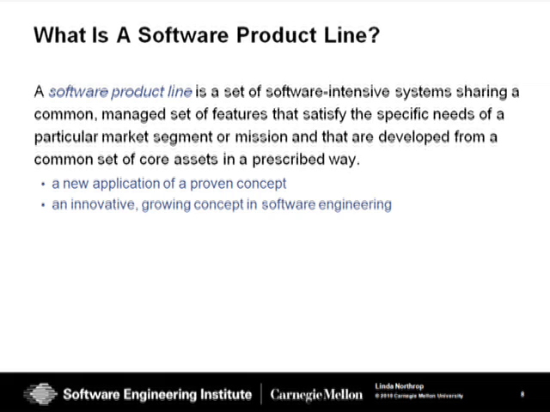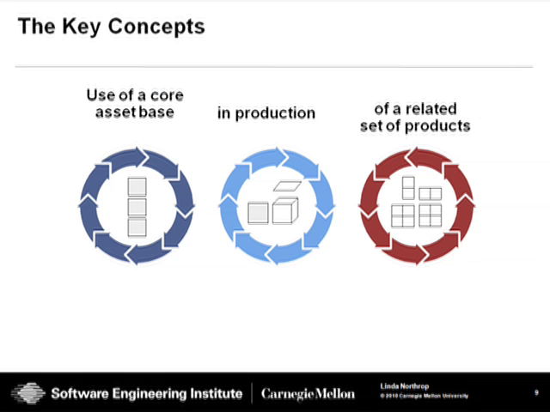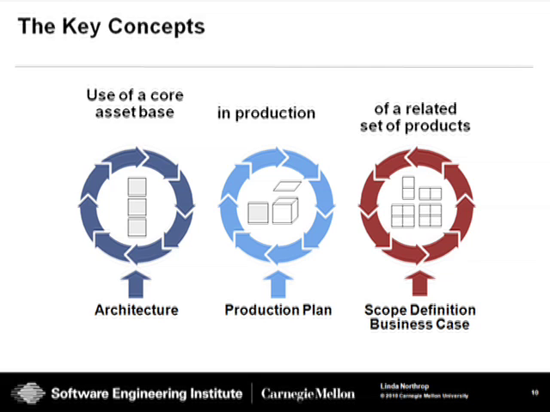Now, what's at the base of this approach? Well, you have this thing called the core asset base. That's what you reuse, and you reuse it in the production of a set of related products, the products that have similar features. Key to this core asset base is the need for putting together these assets in some sort of a prescribed way. And part of that prescription is dictated by the architecture, the product line architecture.